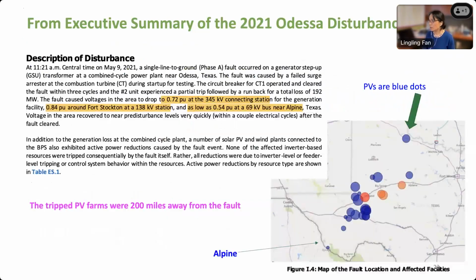So let's take a look at the map. The fault location is about maybe the red dots. And then the PVs that are tripping here, actually having this PLL loss of sync tripping, are the blue dots, 200 miles away. So it's very strange to everybody. It's sort of like, why are the PVs that are close to the fault not having the issue called PLL loss of sync? So why is that? So let's do another experiment.